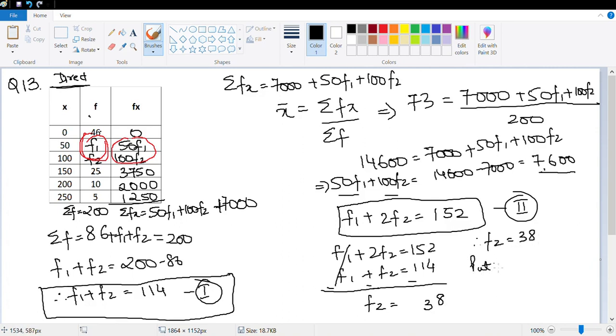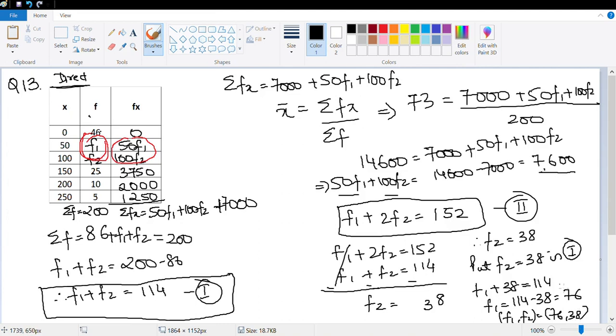Put f2 is equal to 38 in, let's say, equation 1, and I get f1 plus 38 is equal to 114. f1 is equal to 114 minus 38, that's 14, 24, that's 76. Perfect. So my final answer is f1, f2 is equal to 76, 38. Perfect. Let's move on to the next question.